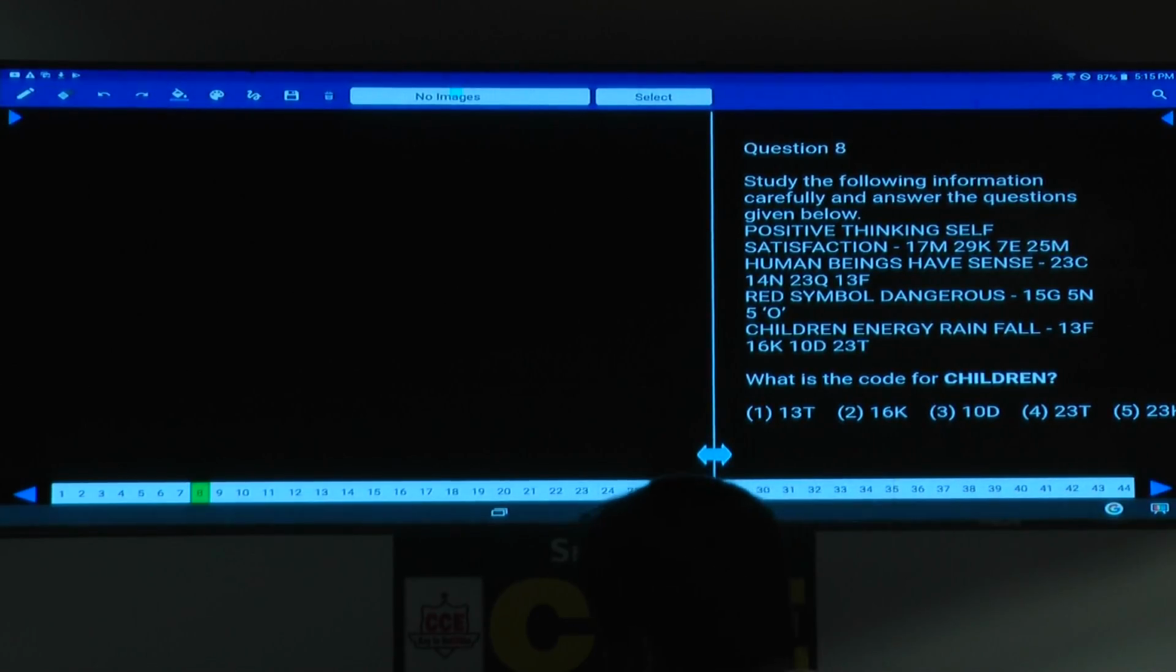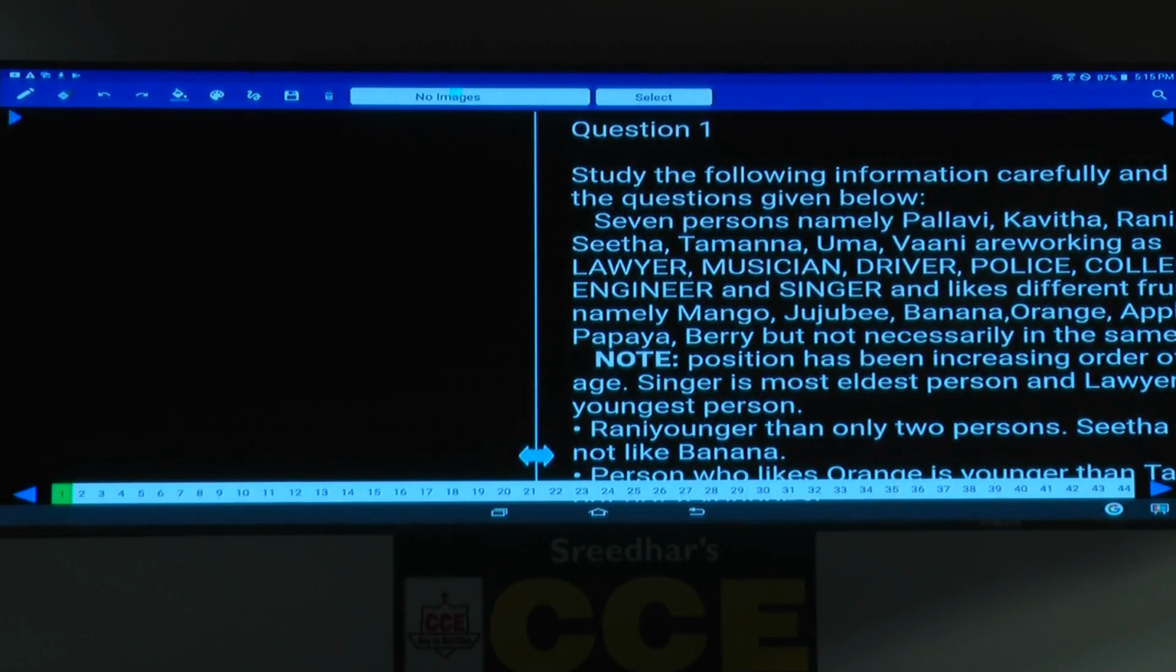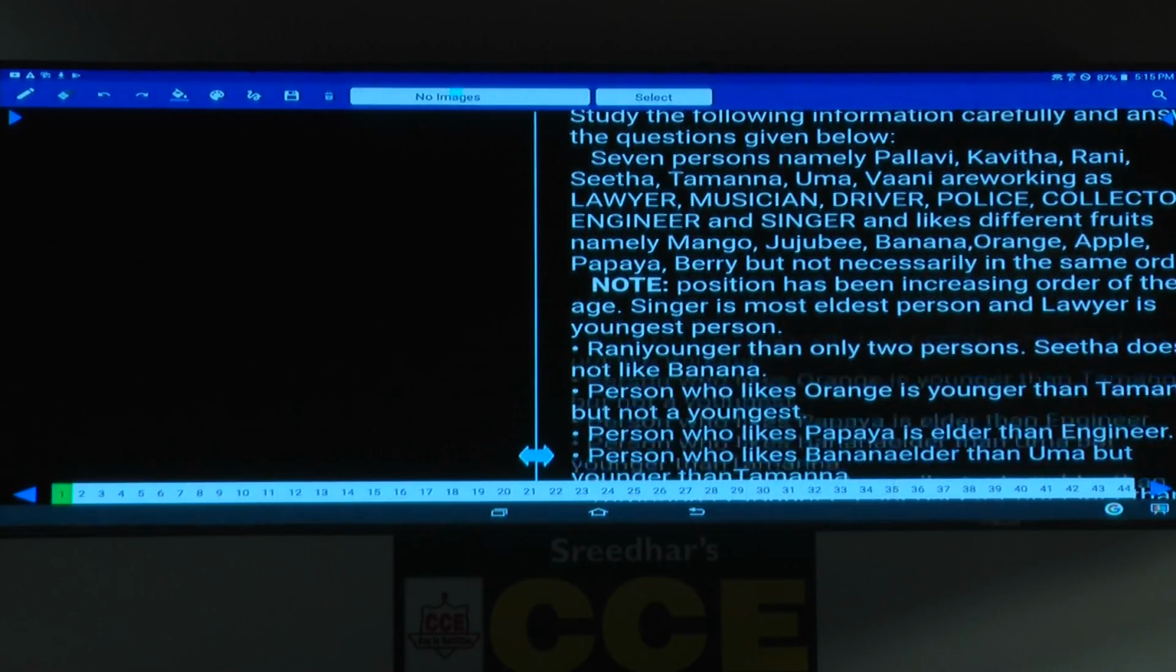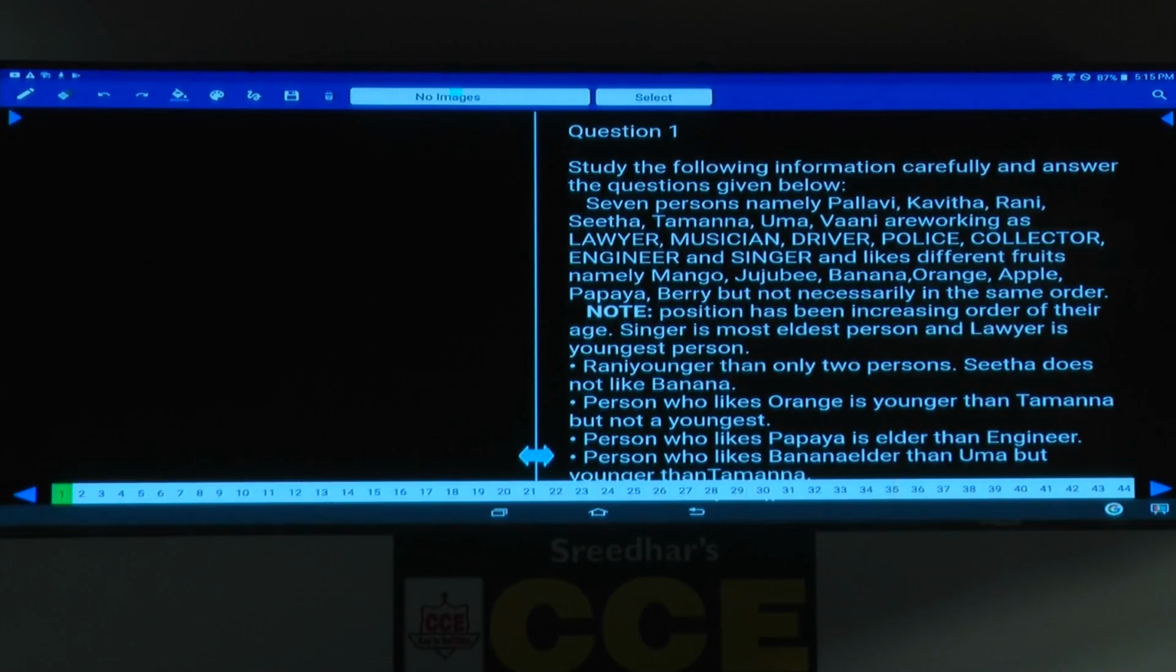Yes, good evening, students. Now, paper number 6016, question numbers 1 to 5. In this question, what is the information given here? Seven persons, namely Pallavi, Kavita, Rani, Swet, Sita, Tamanna, and so on, like different fruits, namely mango, jujube, banana, and so on.